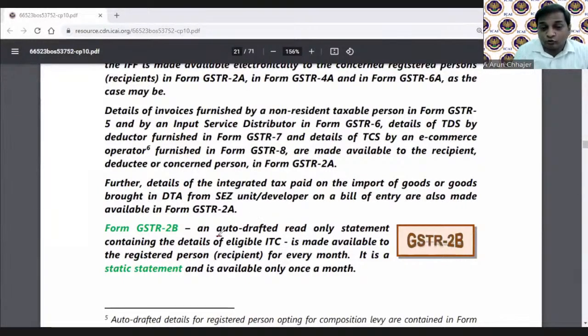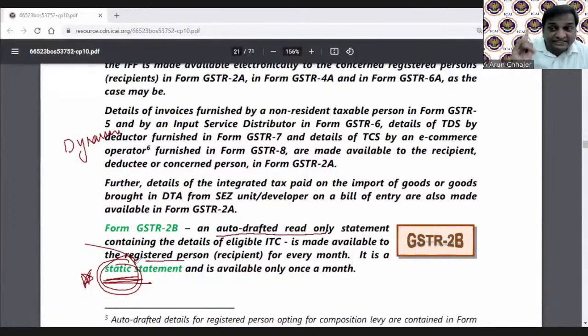Now, what is 2B? 2B is an auto-drafted read-only statement made available to the registered person. But what is the keyword? That is the keyword. This point has to come in your answer: GSTR2A is a dynamic document which is on a real-time basis, but 2B is a static document. If the supplier files the GSTR1 by the due date, it will appear in that particular 2B. Otherwise, it will go to the next 2B.